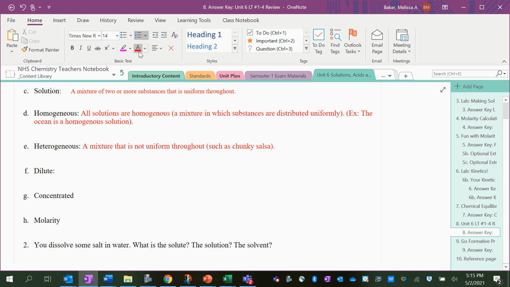A word that I associate with dilute is weak. Not much solute dissolved in a solvent, versus concentrated, strong. Lots of solute dissolved in a solvent. So you can see those words were not very specific, not much and lots. So molarity is a measure of concentration, the number of moles per liters of solvent.